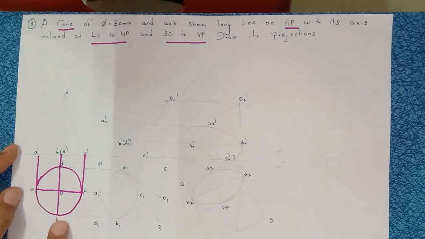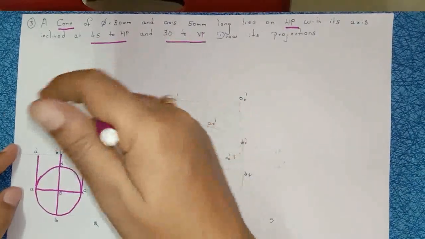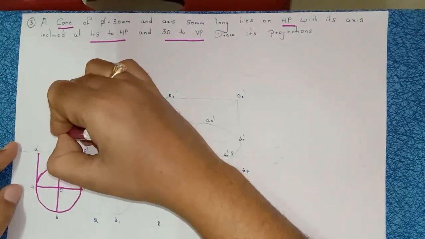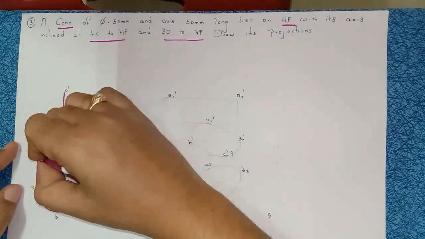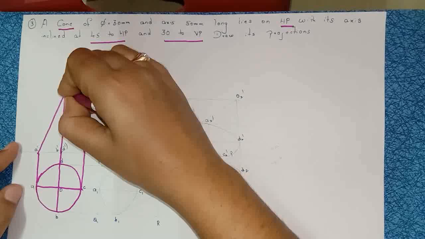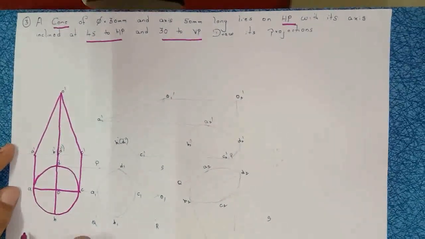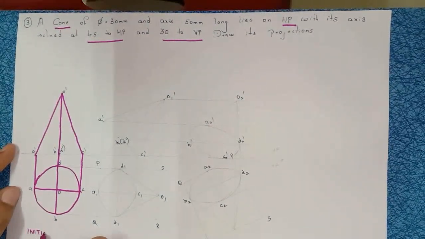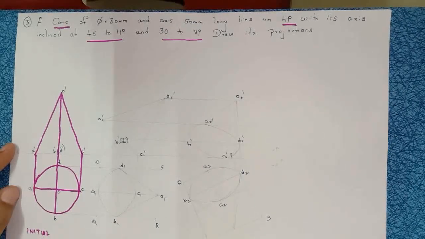Right? Circle diameter is 30. Axis height is 50. From here, extend the axis line 50 mm. Join this A dash to O dash. Join this C dash to O dash. Right? This is your initial position.